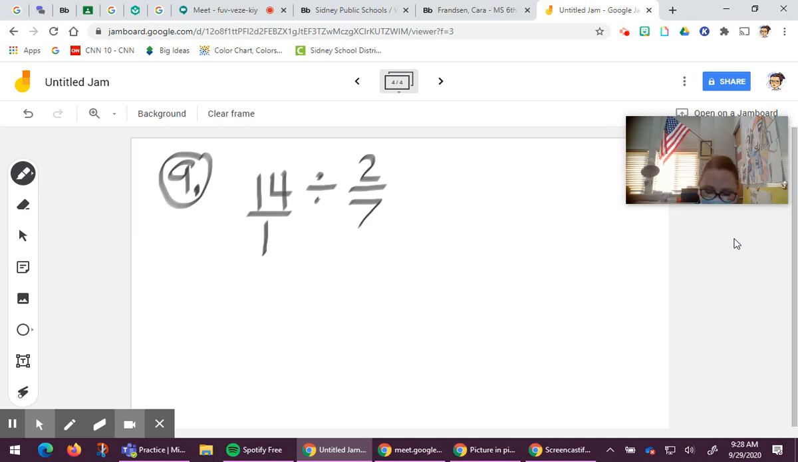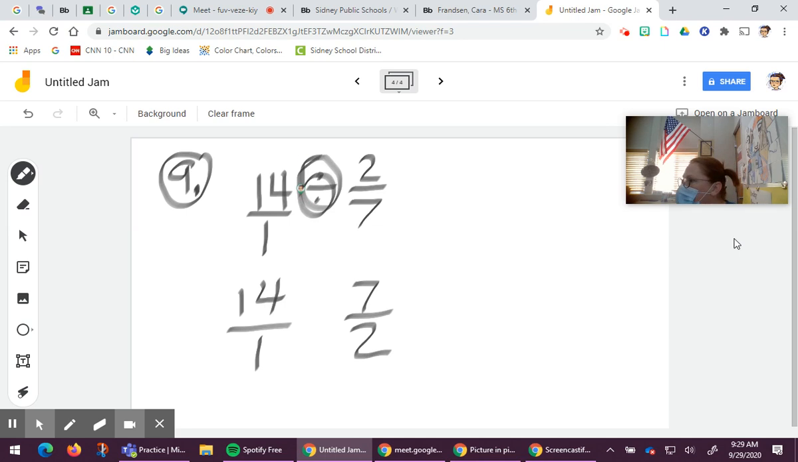The 2/7. It's always the second one, or the divisor, okay? So that's the one I'm flipping. So 14 over 1 and 7 over 2. And what else do I change? I change this guy, don't I? What do I change him into? A multiplication sign. Very good.